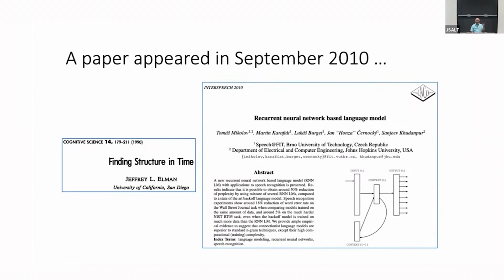Okay. So this picture comes from Elman. Elman's paper has a similar picture. Just because I'm not in the speech domain. Okay. All right. Yeah.